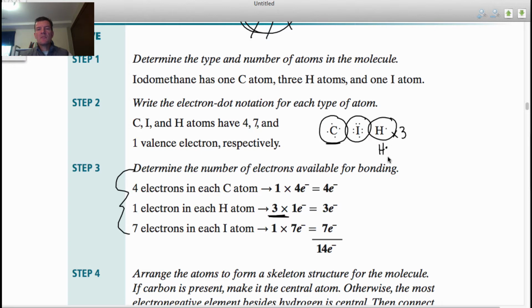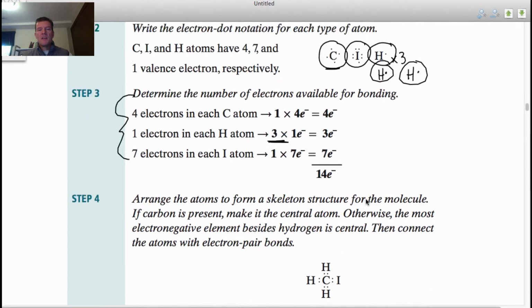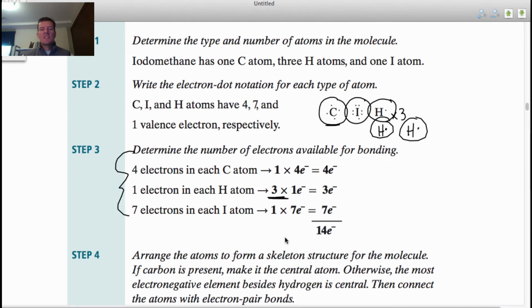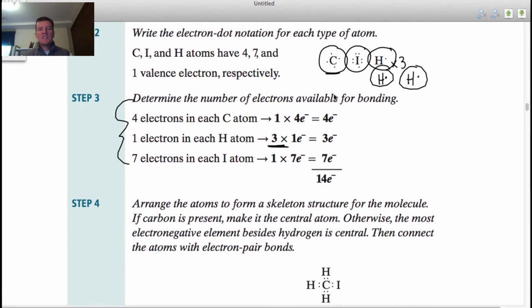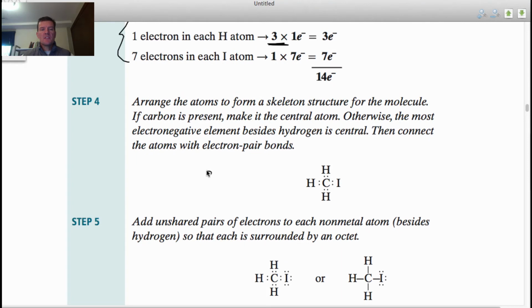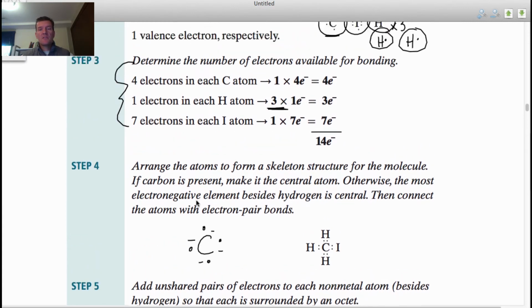I'm just going to write it 3 different times, okay? We're going to have 3 of these different hydrogens. Now what we do is take the first atom, carbon, and place it in the center. So here's my carbon, and I'm going to put its 4 valence electrons around it. Now what would it like to do? It would like to fill the other 4 spots. Remember, there are 4 spots there so that it can get an octet. Well, how is it going to fill those other spots?